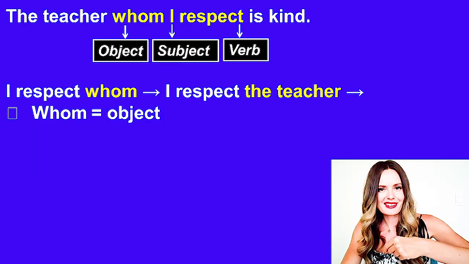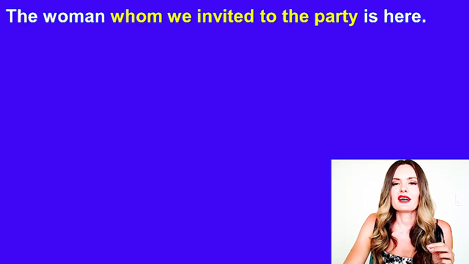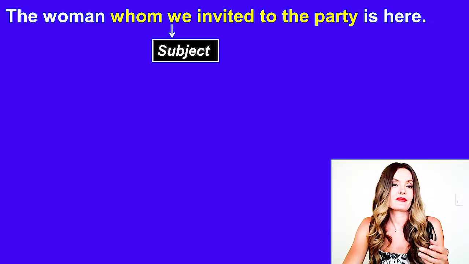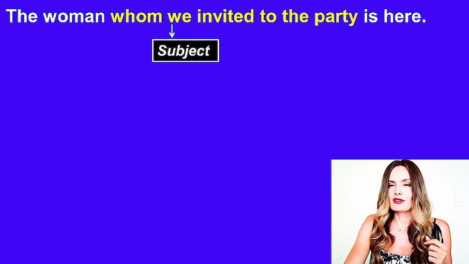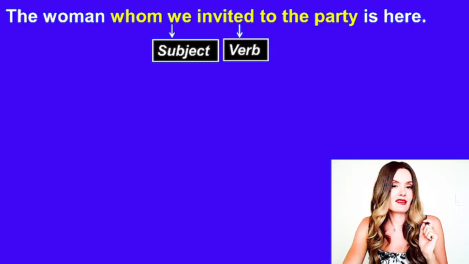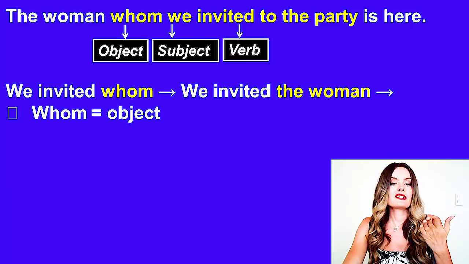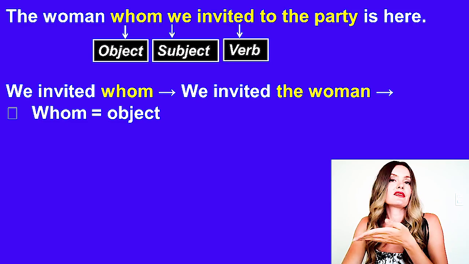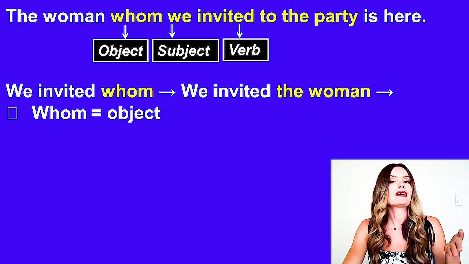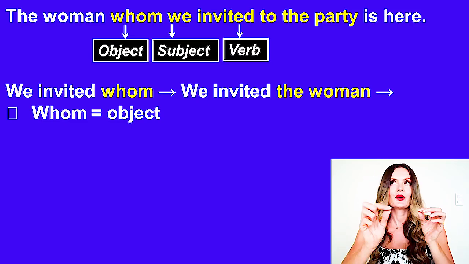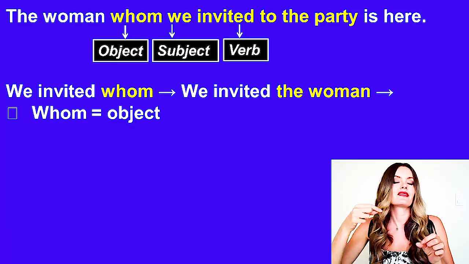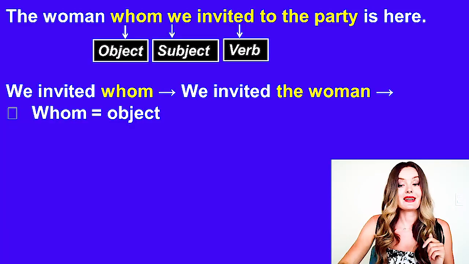Whom is an object. The woman whom we invited to the party is here. We is the subject. Invited is the verb. Whom is an object. We invited whom? We invited the woman. So whom is an object, right? We invited whom? The woman. So whom is an object.